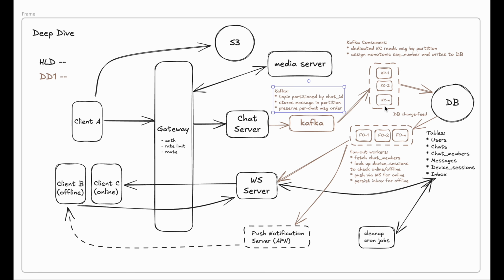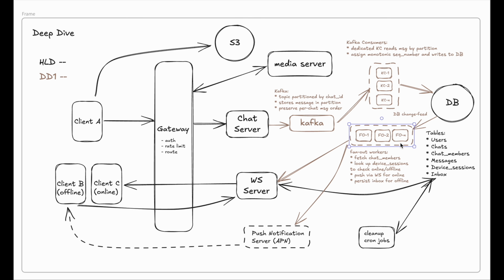What it does here is that we have the Kafka consumers, maybe Kafka consumer 1, 2, till n, and each of the Kafka consumers is a dedicated consumer that reads messages by the partition. And each of them assigns a monotonic sequence number, as we mentioned, and writes to the database here.